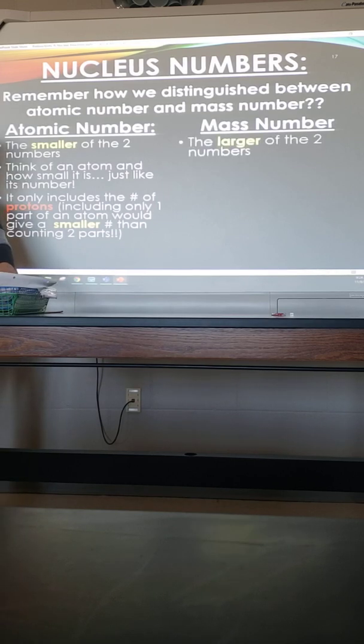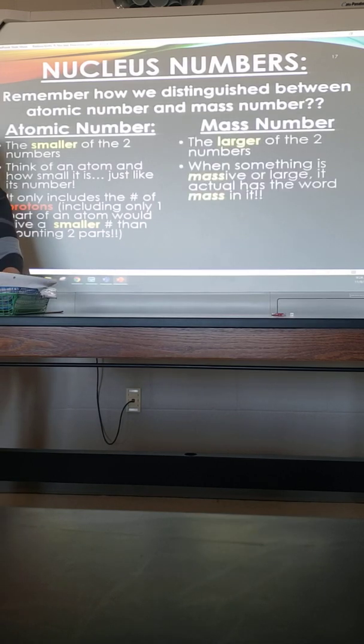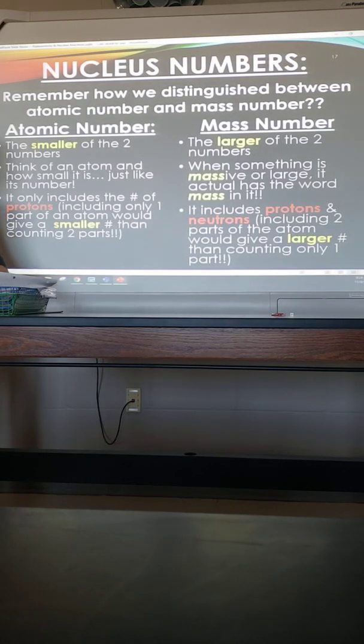So the mass number obviously is going to be the larger of the two. It has the word mass, or massive, in it. Massive meaning large. And this one's counting both subatomic particles, so basically you're counting up the nucleus. Counting 2 parts of something is going to give you a bigger number.